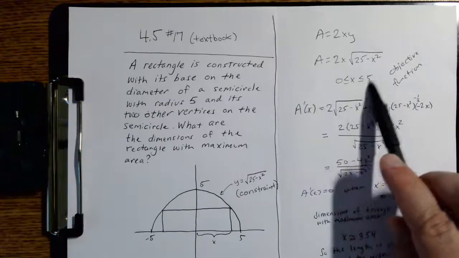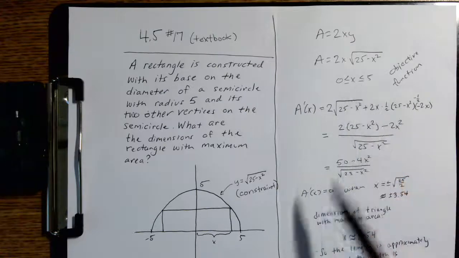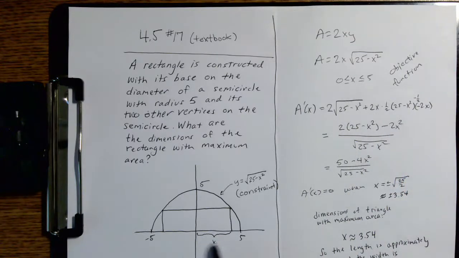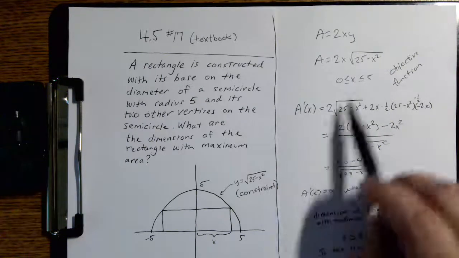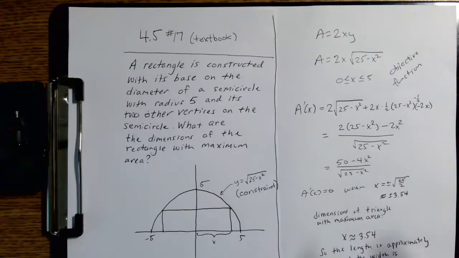I wrote here the domain. Now, to be precise, notice here, based on how I labeled x, x could be as small as 0 or as big as 5, and still satisfy this description. But really, if it were 0 or if it were 5, we no longer truly have a rectangle, because then we've got a dimension that's 0. But this is how I'm going to write the domain, and we'll just keep in mind that 0 and 5 are not going to give us that maximum area we're looking for.